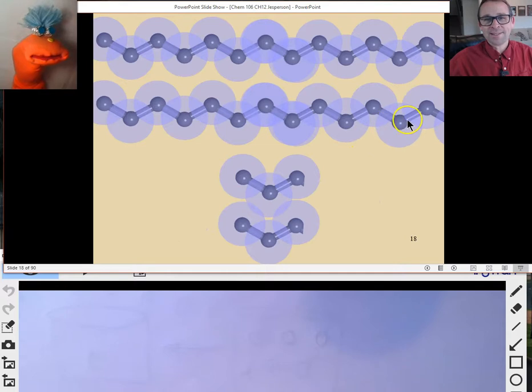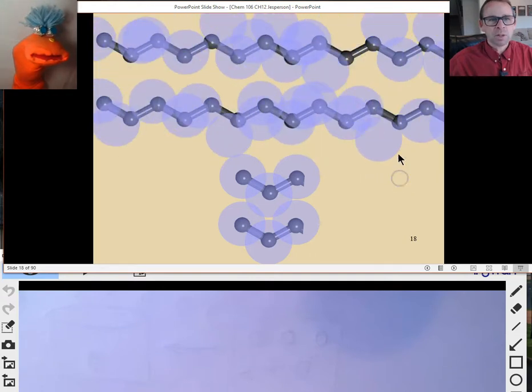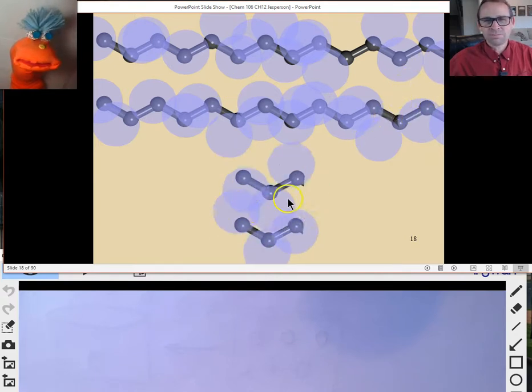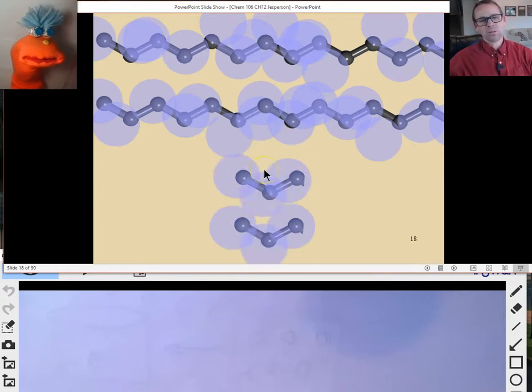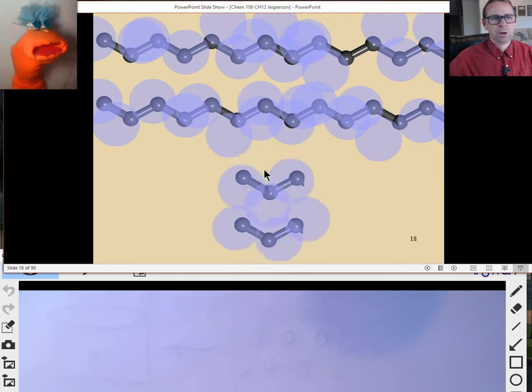Now we can increase this chance by making a longer chain, right? Because if you have a longer chain, then you have an increased likelihood of spots occurring where partial positives on one molecule and partial negatives on the other interact, okay? If it's a small system, a small molecule, how do you think that influences it? It's going to be hard, right?